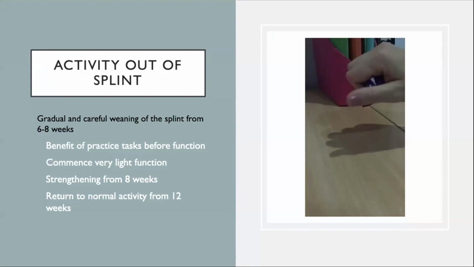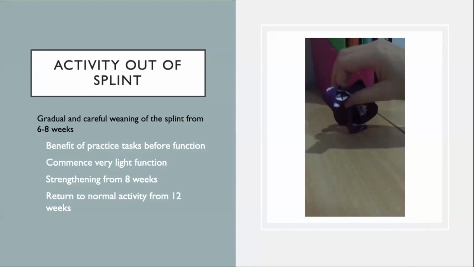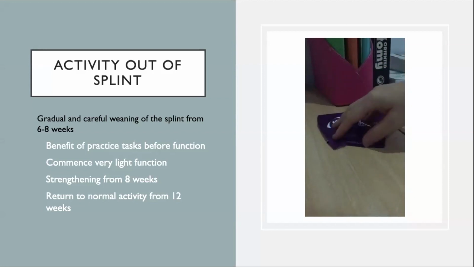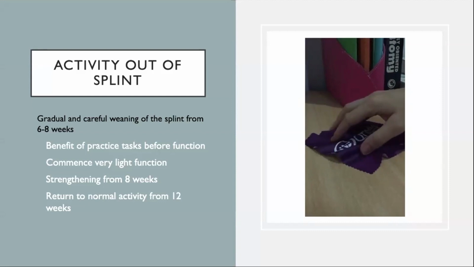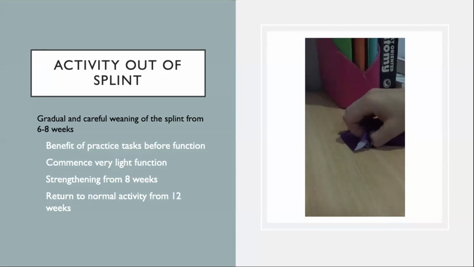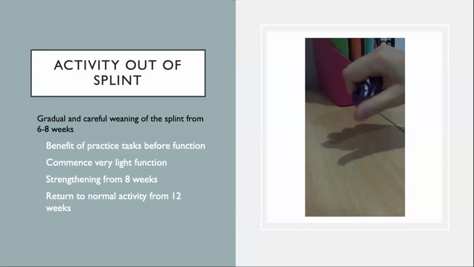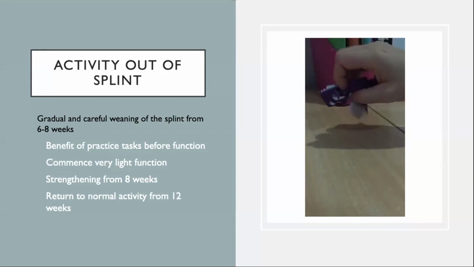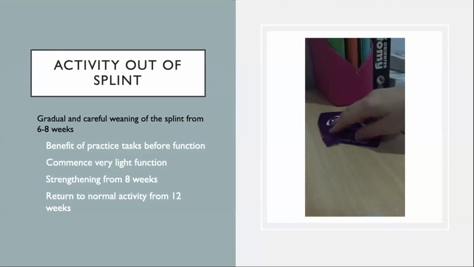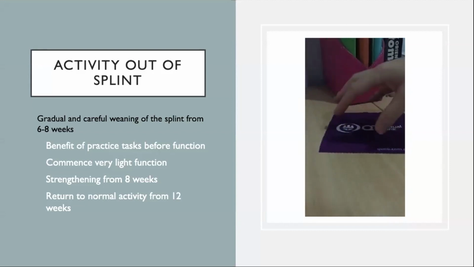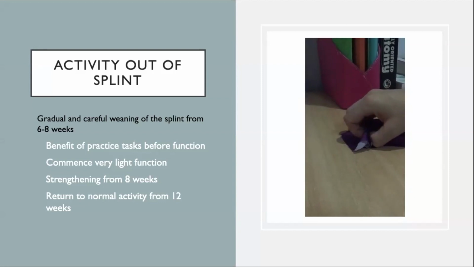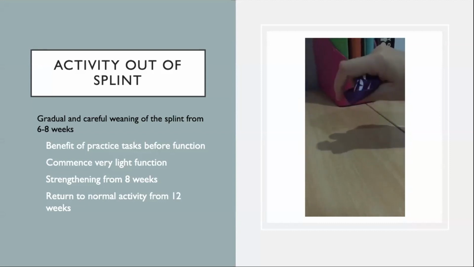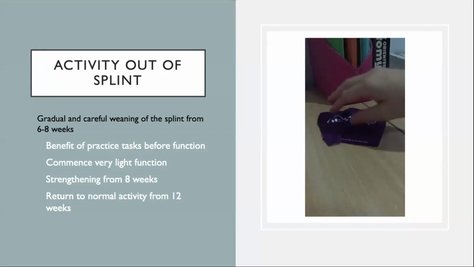So when it comes to activity out of the splint, as we look at gradual and careful weaning of the splint from 6 to 8 weeks, there is real benefit of practicing tasks before releasing them to do normal daily functional activities. And this is just an example of your paper scrunching activity that I will often get people doing as one of their very early therapeutic activities before they start doing real life function. It's really about them being able to retrain some of the proprioceptive aspects of hand movement, which I find is often quite impaired when they first start coming out of their splint.